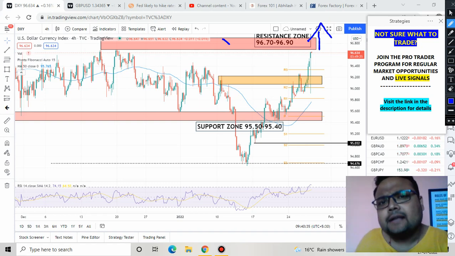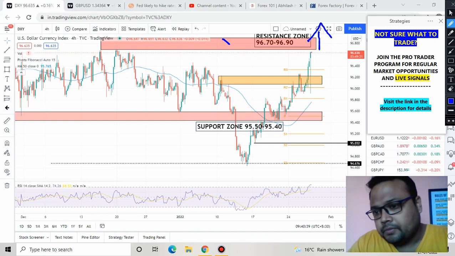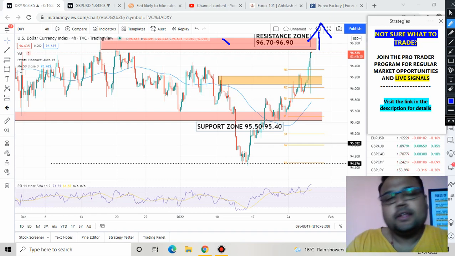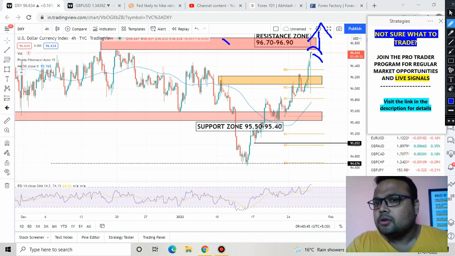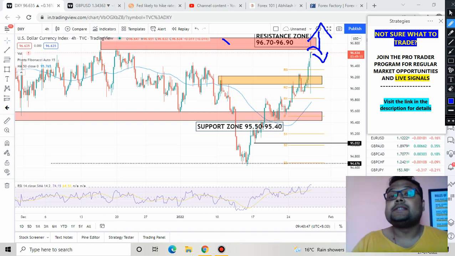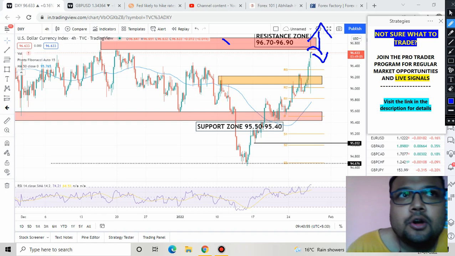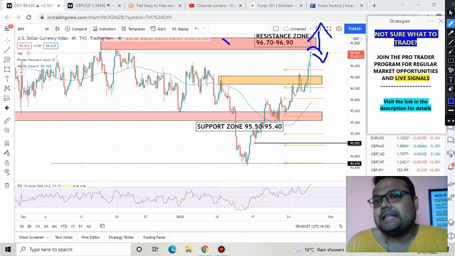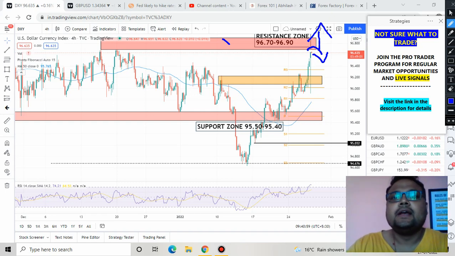But on the other hand, if the event triggers a reversal on US dollar, if we see dollar going down after the event, then yes, GBP USD, Euro USD, and others will try to recover, because they have already witnessed heavy sell-off, and some sort of recovery is on the cards. Let's see how the market reacts.